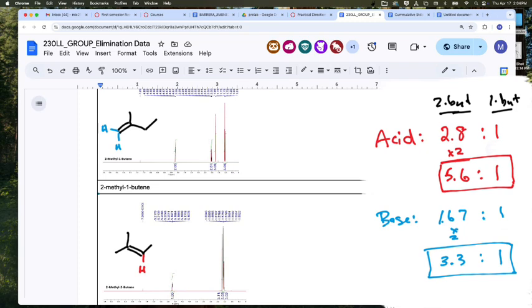And then we can talk through those mechanisms to help explain maybe why we're getting this weird split. Why the acid is favoring the 2-butene and the base isn't favoring it as much. So why is the base mechanism running differently than the acid mechanism? Does that make sense? Which I believe is one of the post-lab questions. So we're kind of working through that.